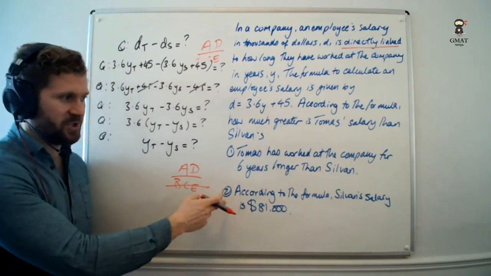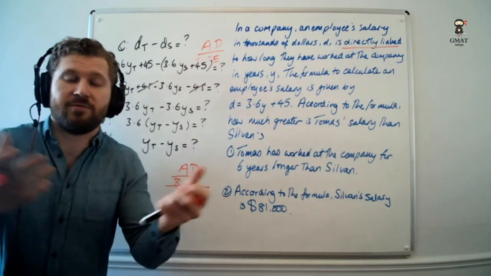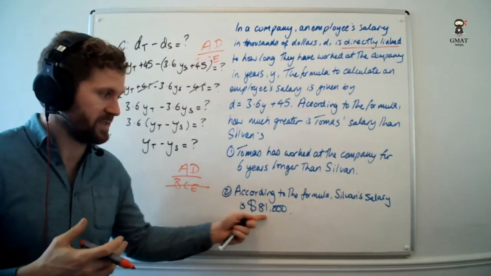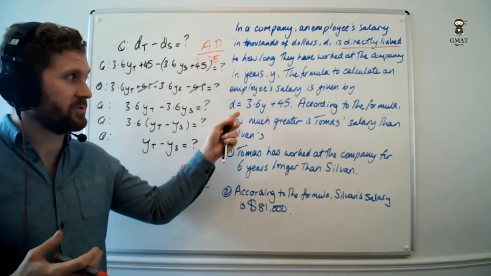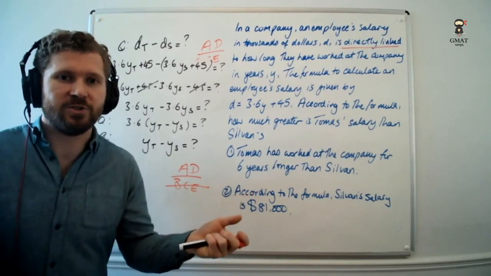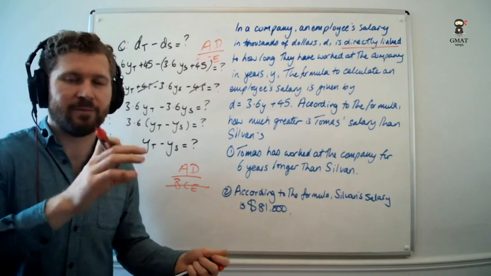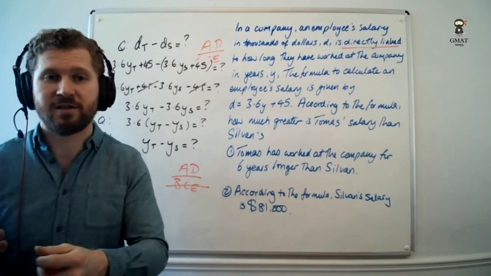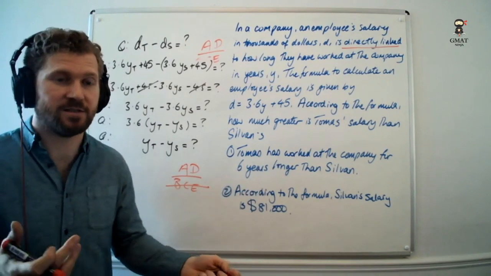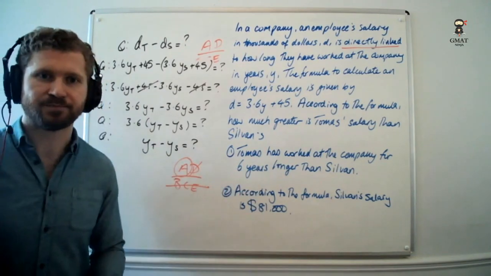Second piece of information, we're told Sylvan's salary is 81,000. Now, if I knew Thomas's salary, that would be enough, but I don't. I can use this to work backwards through the formula to figure out how long Sylvan's been at the company. But again, from number 2 alone, I don't know how long Thomas has been at the company. So knowing information about Sylvan by himself is not enough for me to know how much greater Thomas's salary is than Sylvan's. So that is not sufficient, and my answer is A.